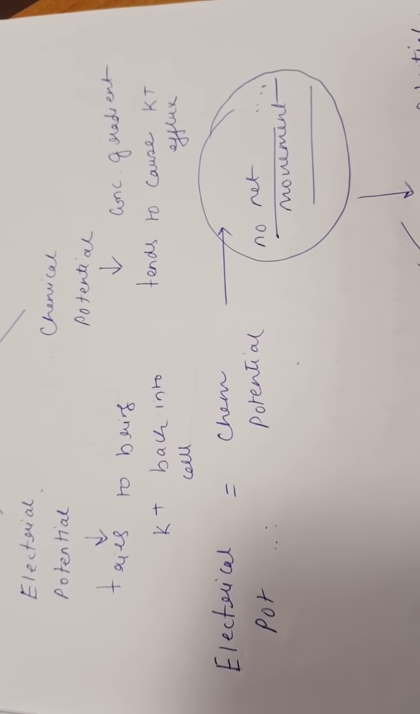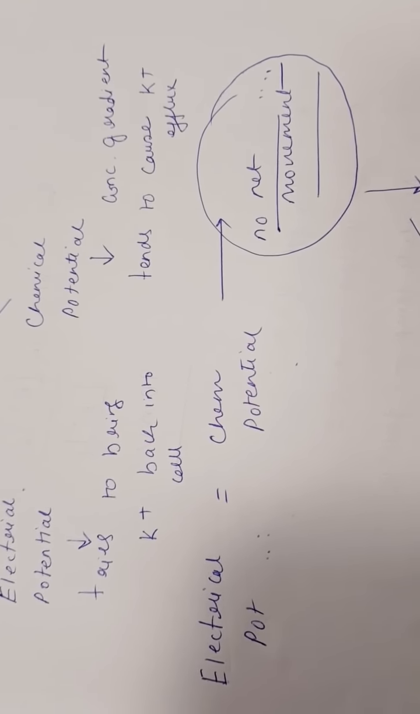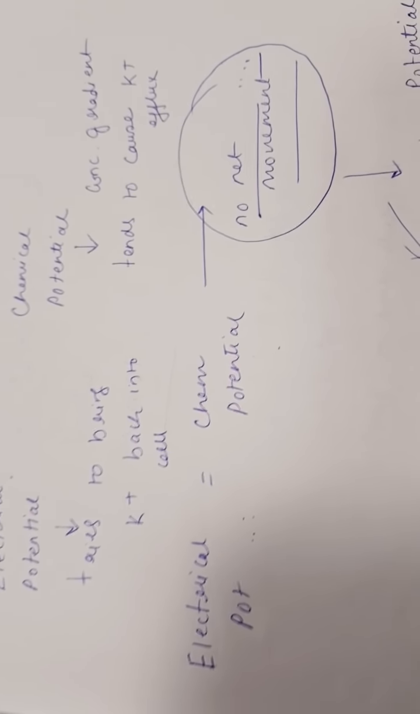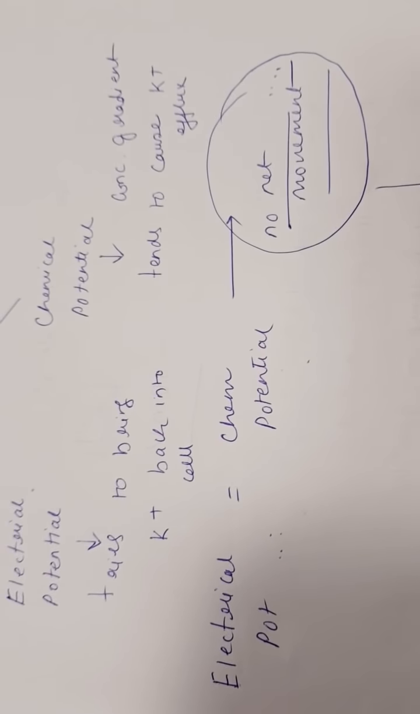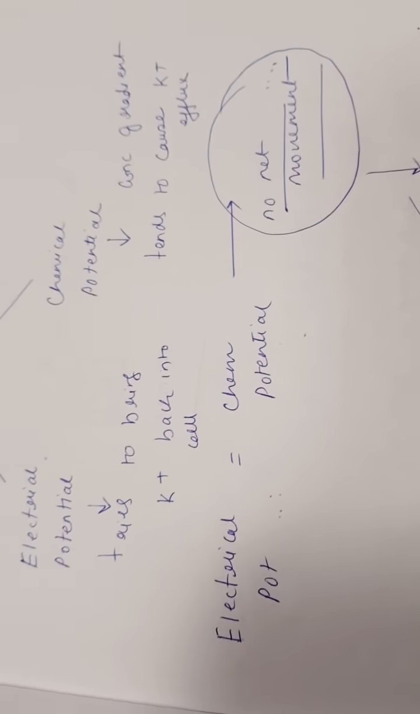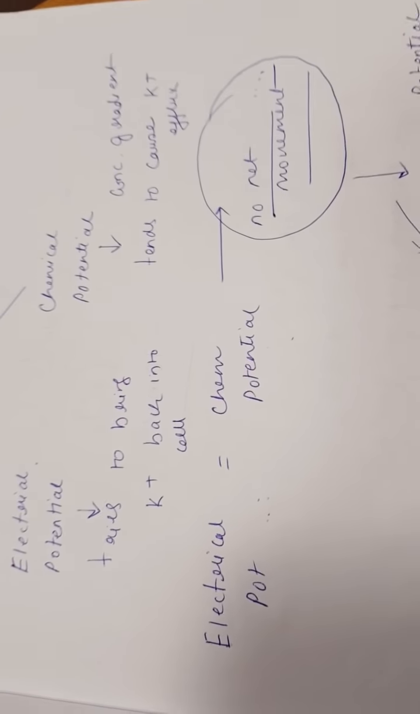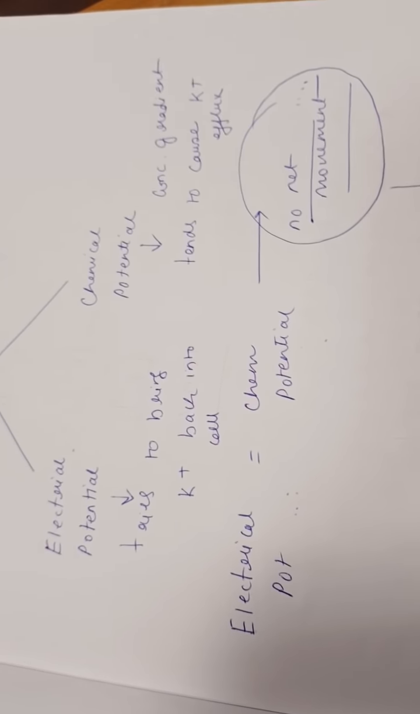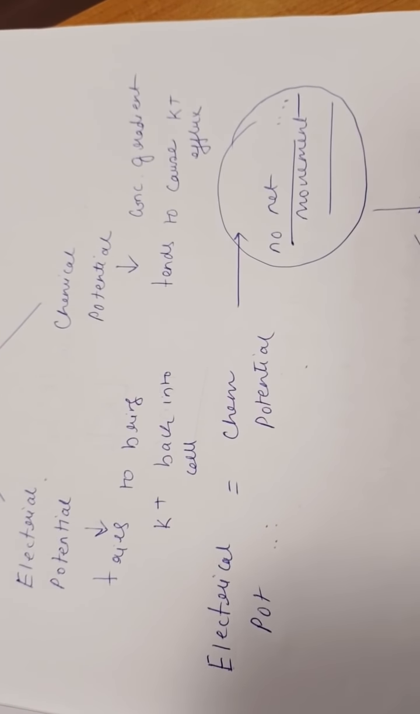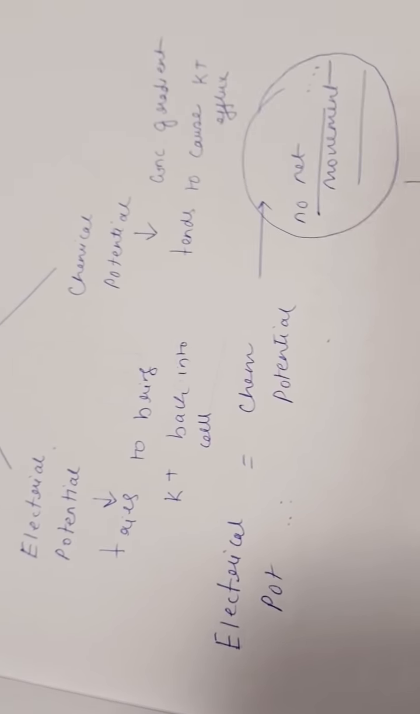Potassium is moving out of the cell along its concentration gradient, but while moving out it creates a negativity inside. Due to this negativity, the potassium is being attracted back into the cell. So the forces acting on the potassium are the electrical potential, which is pulling it back into the cell, and the chemical potential, which is pulling it out of the cell.